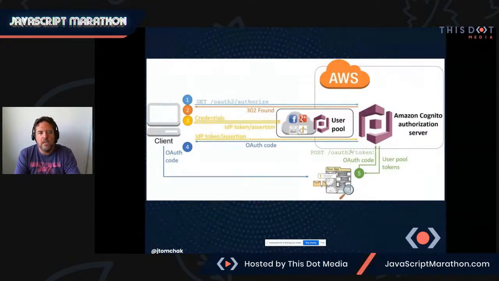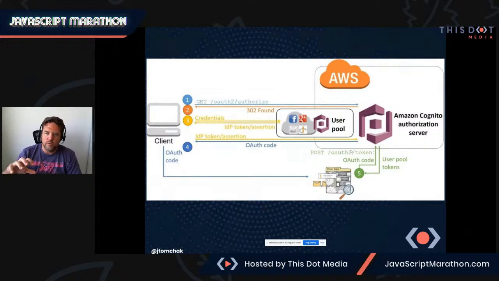We've got our client, which is going to be our web application or our mobile device or anything like that. And then we've got our serverless cloud stuff happening over here in AWS. And what we're going to use is a service called Cognito from AWS. It is going to be our authorization server and our user pool.